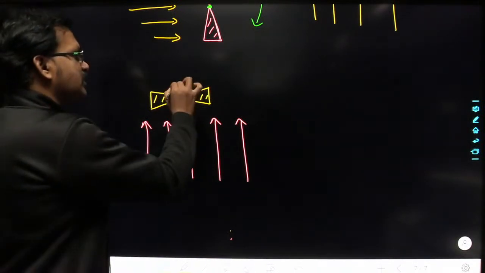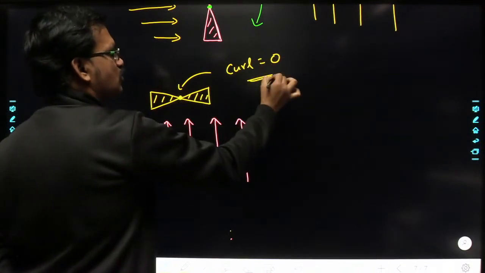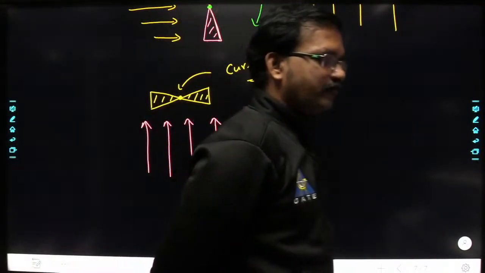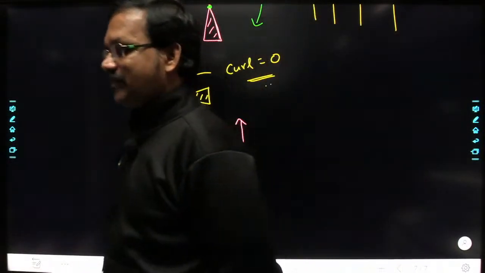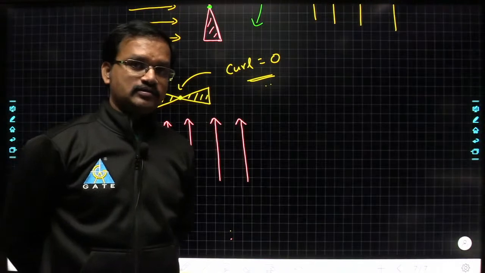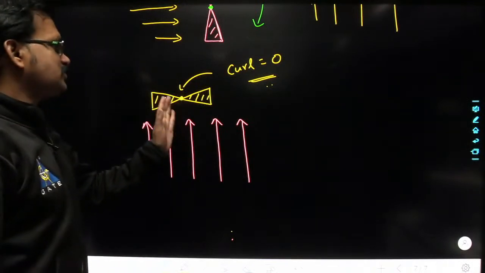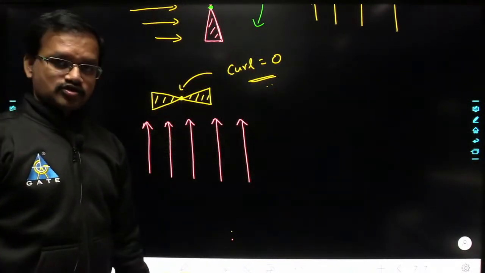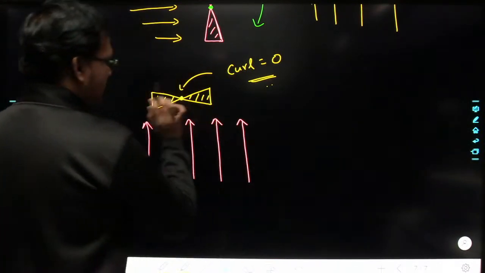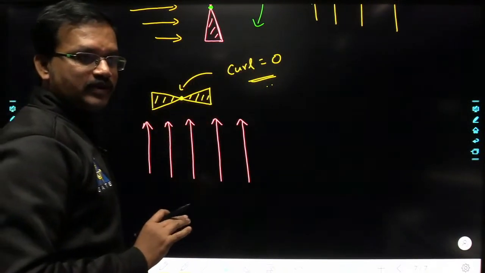So you can say the curl of the vector field at this point is equal to 0. Curl of any vector field is nothing but a measure of circulation of the vector field about a given point. Understood? So here you can say simply the curl is equal to 0. It is not tending to circulate about this given point, so the curl of the vector field at this point will be equal to 0.